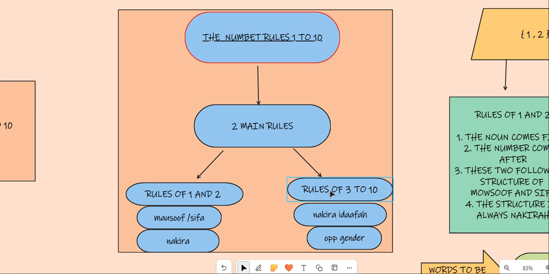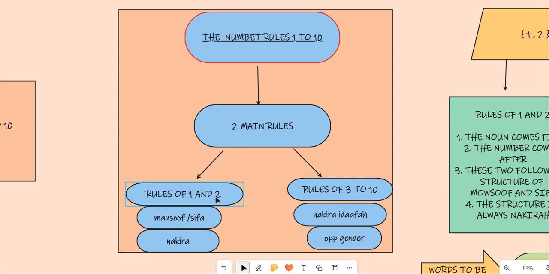Anytime you want to do 11 and 12, or 21 and 22, or 31 and 32, or 41 and 42, or 51 and 52 till 91 and 92, the rules of 1 and 2 follow, and the rest follow 3 to 10. Now let's see what the structure of the rules of 1 and 2 is.